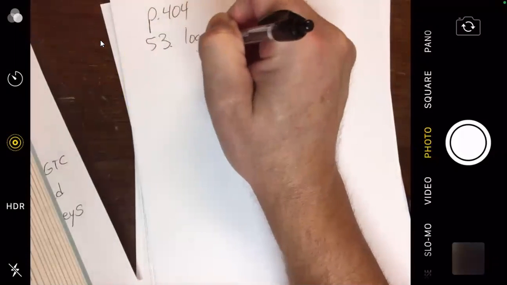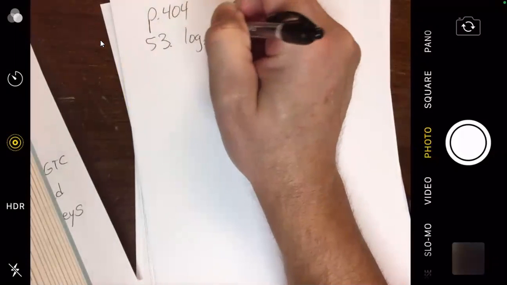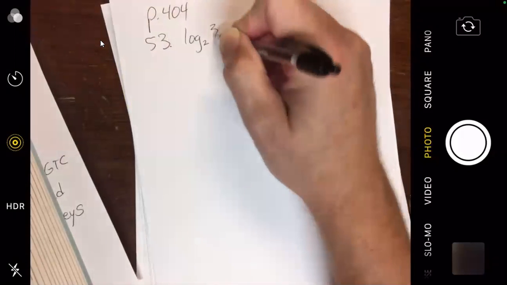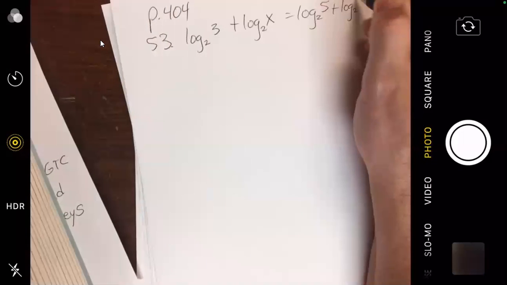Log base 2 of 3 plus a log base 2 of x equals a log base 2 of 5 add of x minus 2.